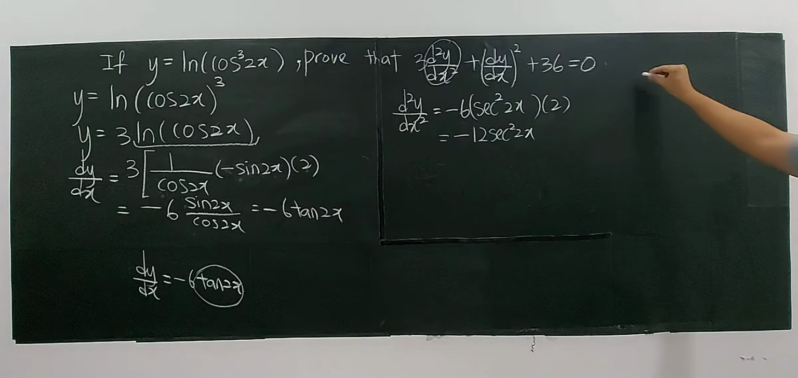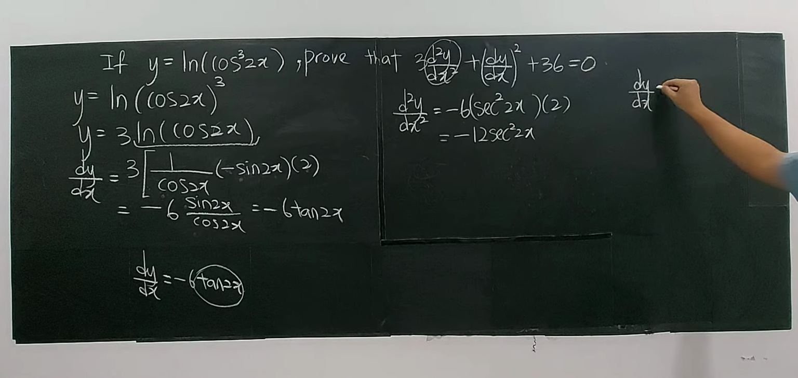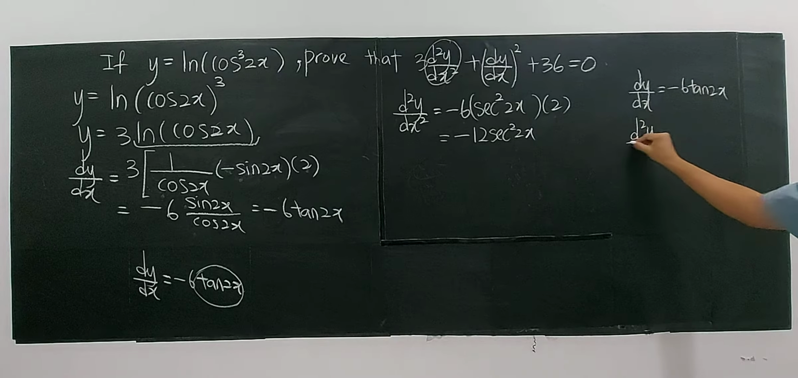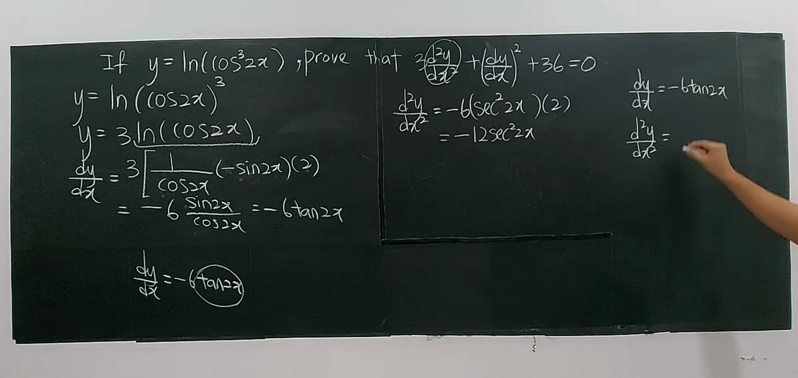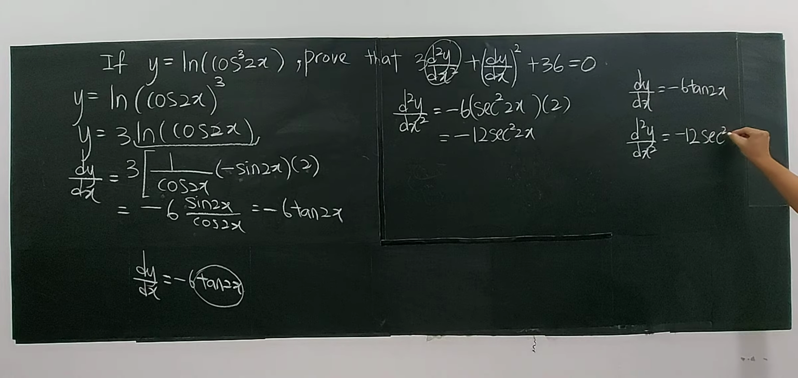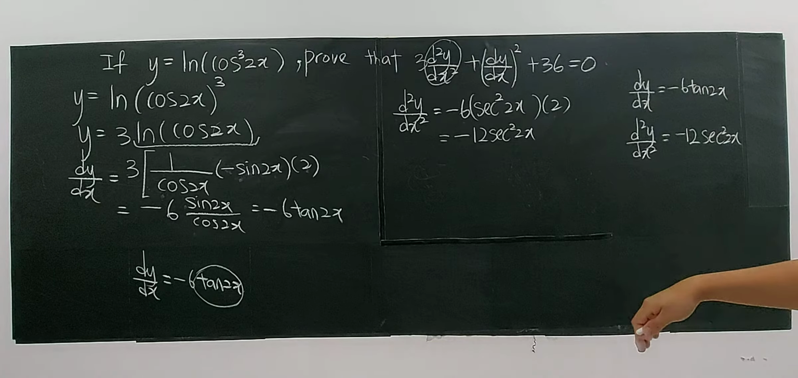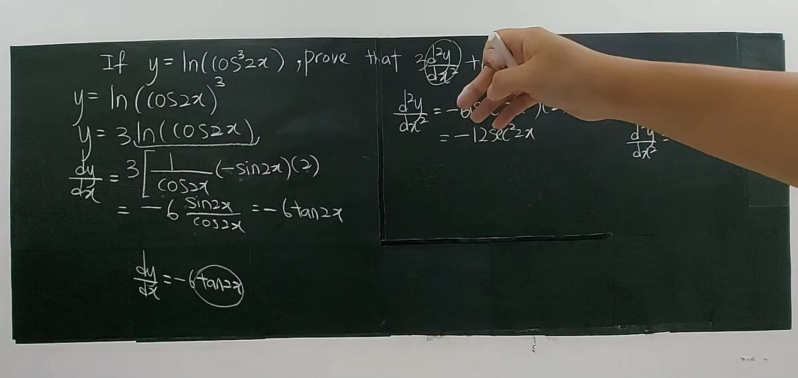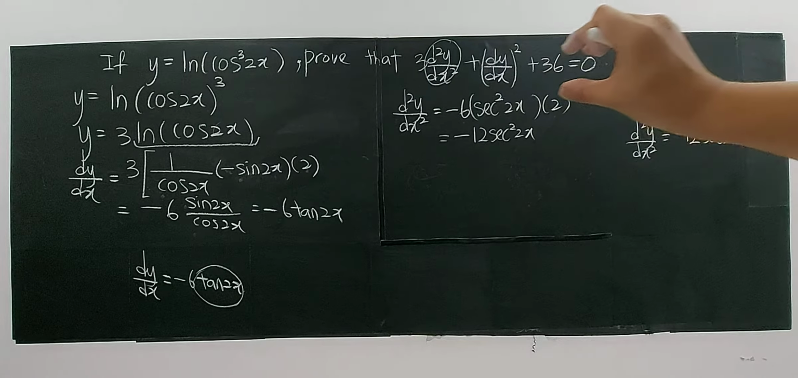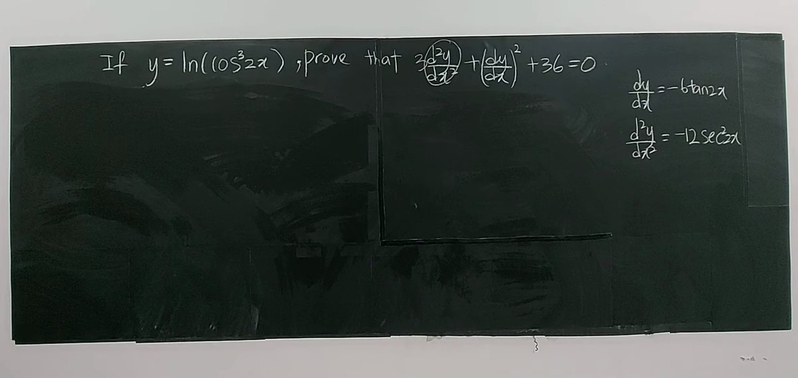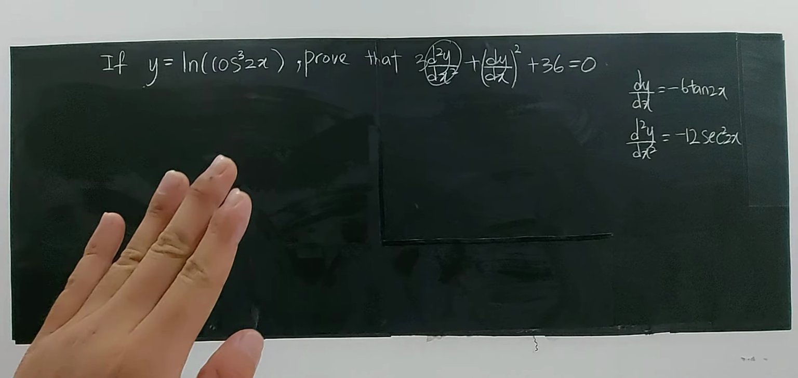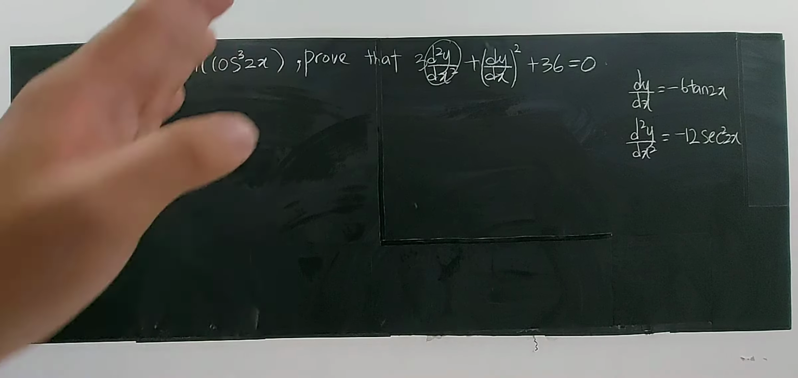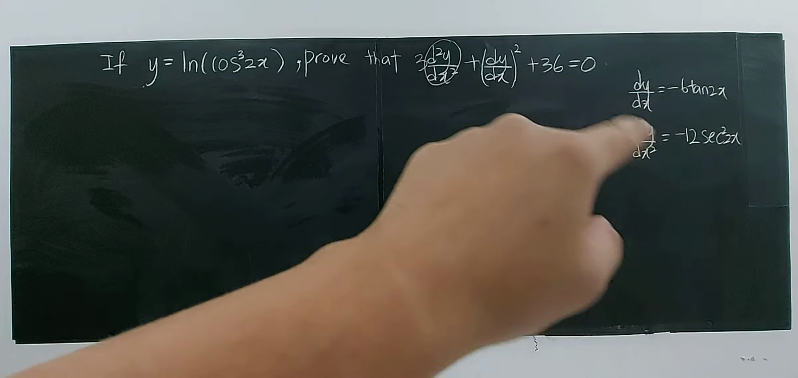So I'm going to jot it down. My dy/dx is negative 6 tangent 2x, and my d2y/dx2 is negative 12 secant square 2x. Alright, I've already shown how you differentiate y to get dy/dx and d2y/dx2. So now I'm going to erase everything here. I'm going to show that this is true, using the values we got here to prove it.